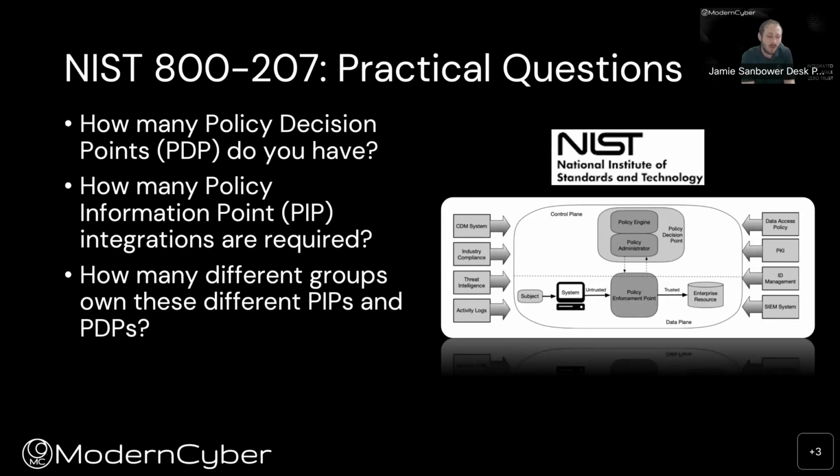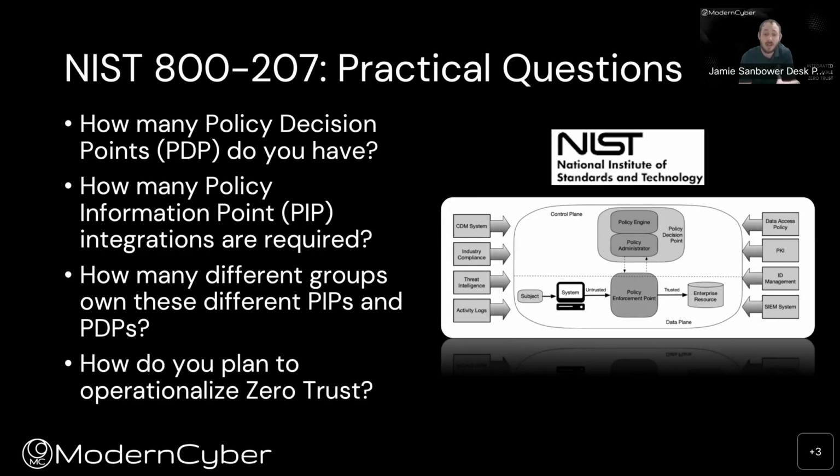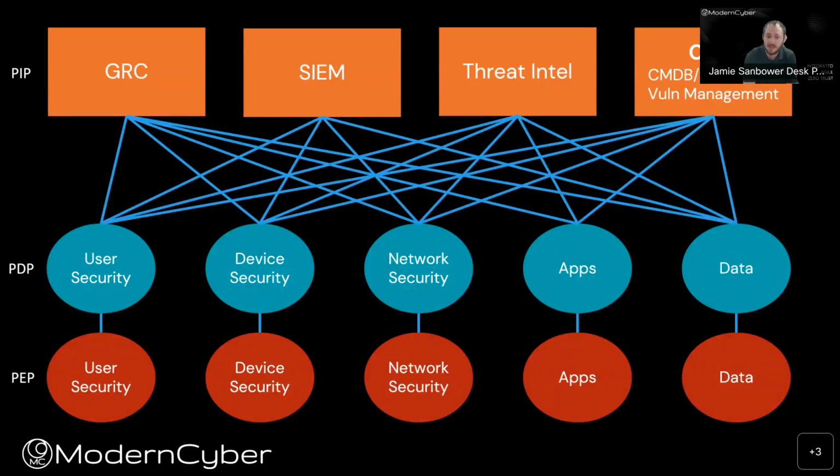And the bigger question then becomes, how, as an organization, can you operationalize this? So if you've got 10 different teams working in 10 different directions and they're not coordinated, it becomes very, very challenging. Even if an organization only has a single policy decision point for each of the zero trust pillars, you're still looking at an architecture that's going to require a significant number of integrations.